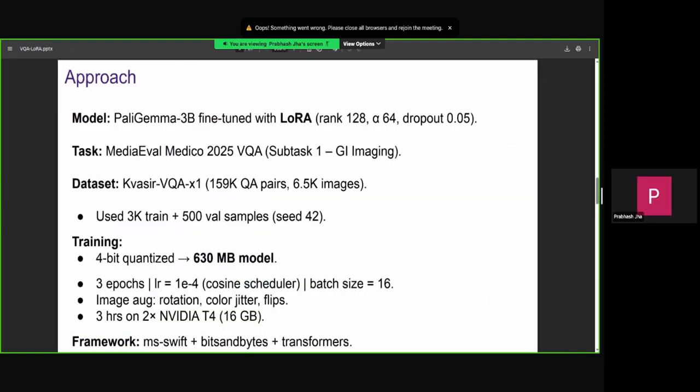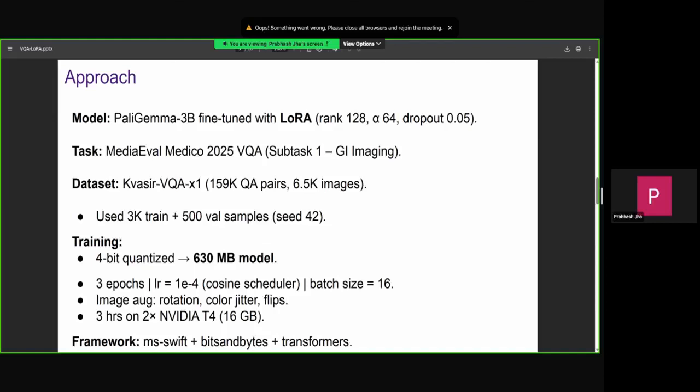So our approach was to use the PaliGemma 3B model fine-tuned with LoRA, rank 128, alpha of 64, and dropout of 0.05. Our task was Subtask 1 of the Medico challenge focusing on GI imaging. We used the Kvasir-VQA-x1 dataset. We selected 3,000 training samples plus 500 validation samples with a fixed seed of 42 for consistency. Training involved 4-bit quantization to get that 630 MB model.